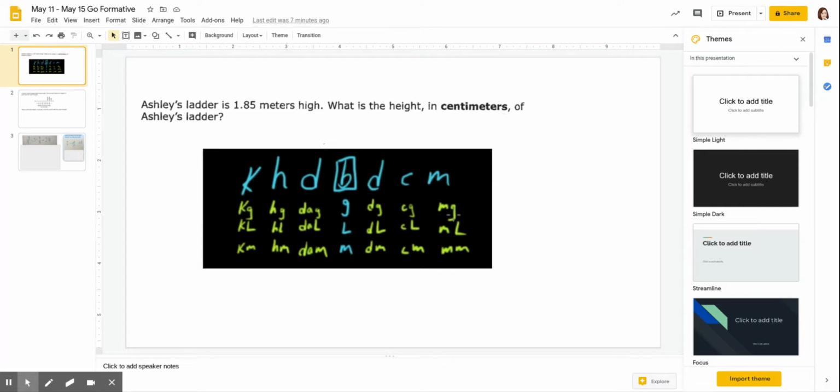Number 1. Ashley's ladder is 1.85 meters high. What is the height in centimeters of Ashley's ladder?